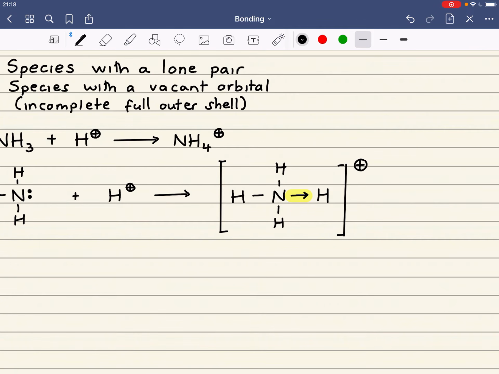Just to mention that the covalent bond here, this dative bond, is indistinguishable from these other 3 covalent bonds. They're exactly the same bond length, bond strength, and so on. They are indistinguishable.